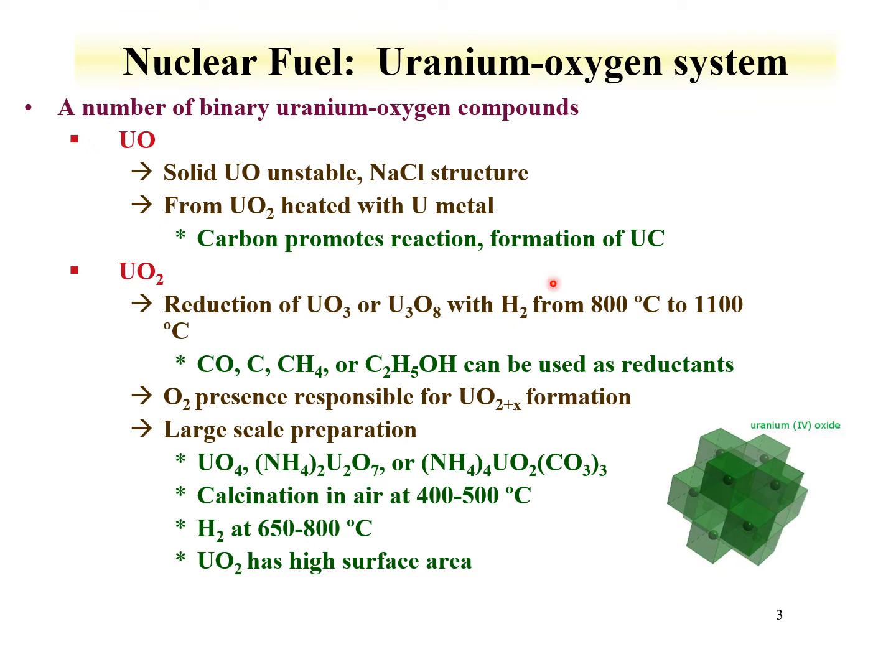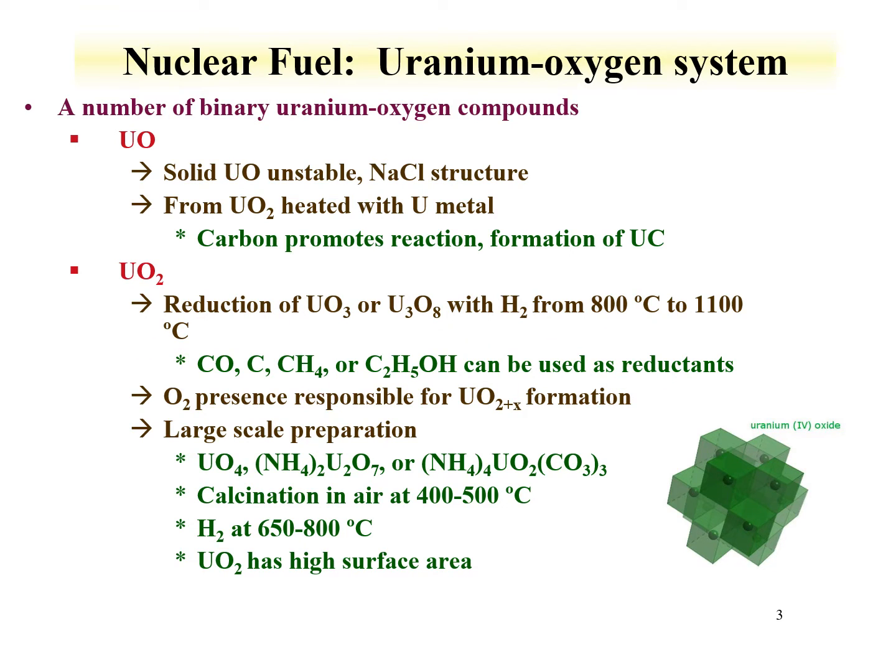This can be formed by the reduction of a number of oxides, as shown here. Hydrogen can be used as a reductant. In our lab, we use 5% hydrogen in argon as a common route for producing UO₂. These other compounds can also be used as reductants.